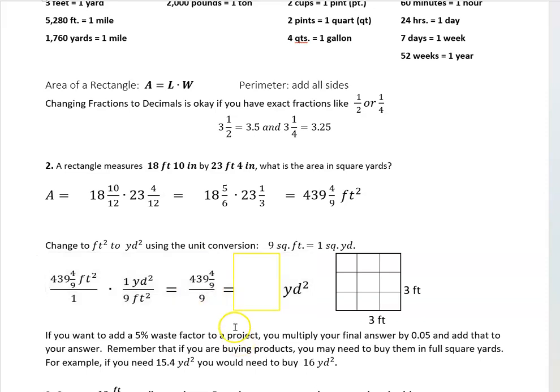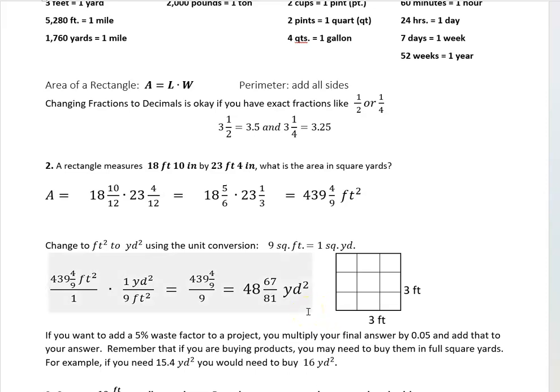So then I would do on my calculator 439 and 4/9 divided by 9. Again, I didn't change these into decimals because they wouldn't be exact, and I wanted that exact answer. And then on my calculator, I would get the answer 48 and 67 over 81 square yards. You can also change that into an improper fraction, and I'm fine with that, but I like the mixed number because it's kind of what we started off with in a way. So that's what the final answer would be.